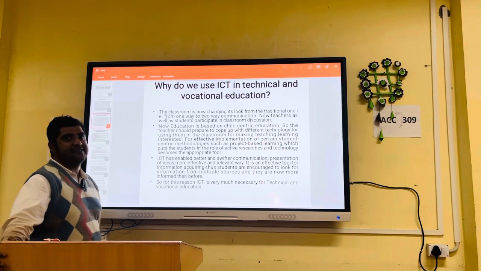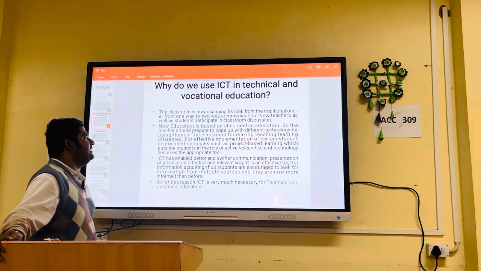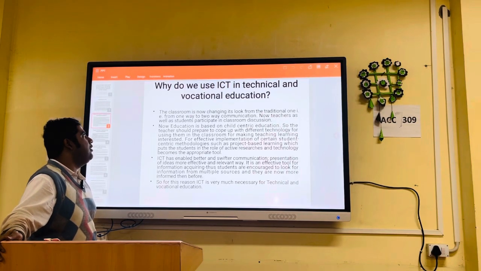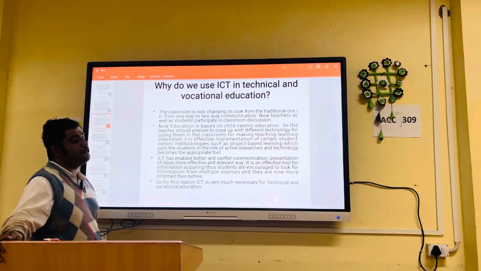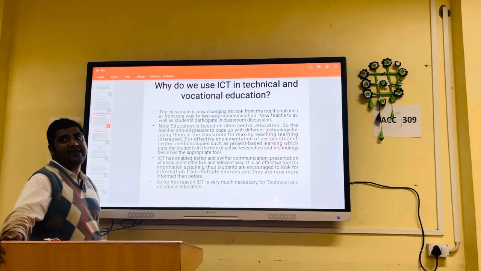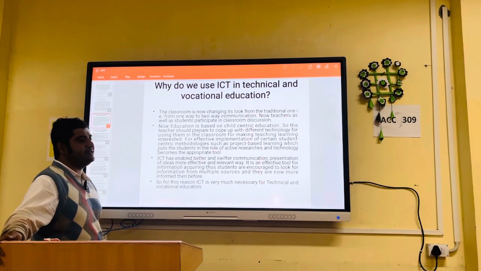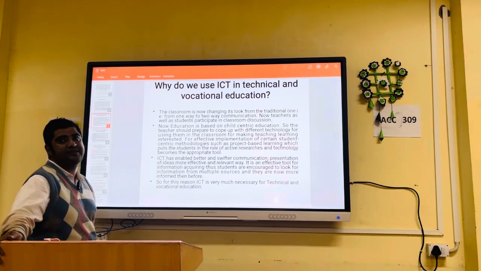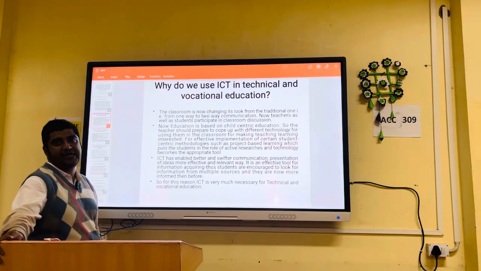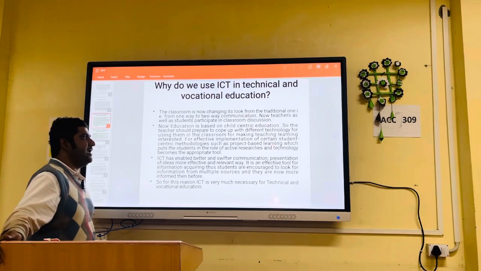Why do we use ICT in technical and vocational education? The classroom is now changing its look from the traditional one, that is the one-way or two-way communication, where we mostly focus on the lecture or discussion method. Now teachers as well as students participate in classroom discussion.